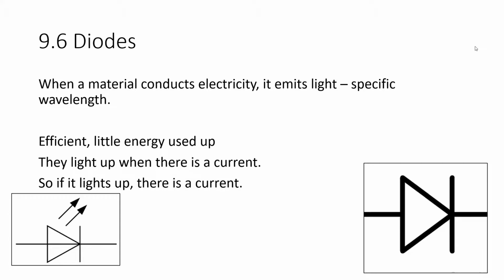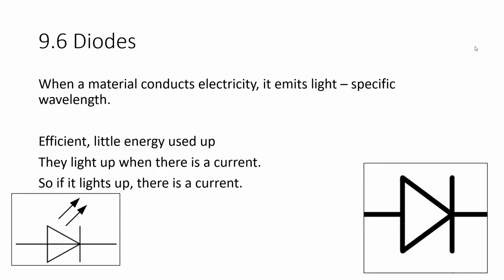So for a diode, the symbol for a diode is on the right hand side. You've got a triangle and a line at the tip of the arrow, and for an LED, it is the symbol for a diode, but then you've got 2 arrows coming out of it that signal the light being released. So when the material conducts electricity, it emits light of a specific wavelength. This is an LED, light emitting diode.